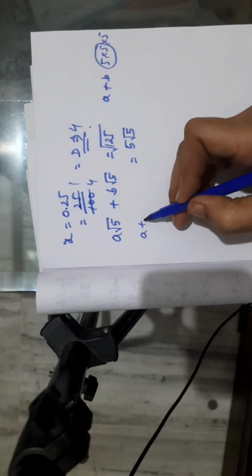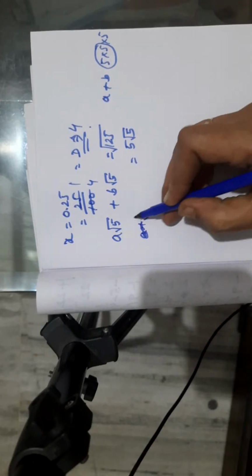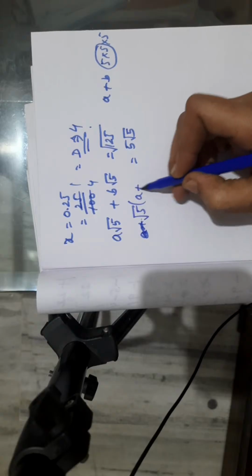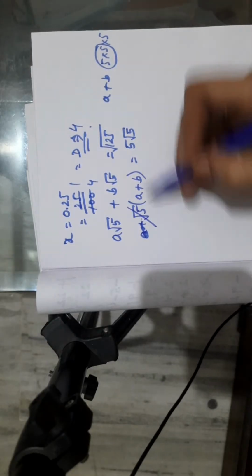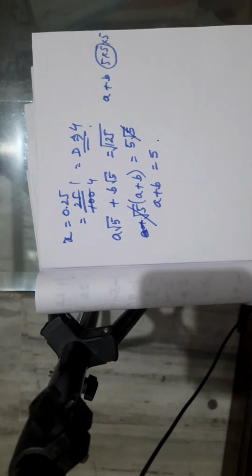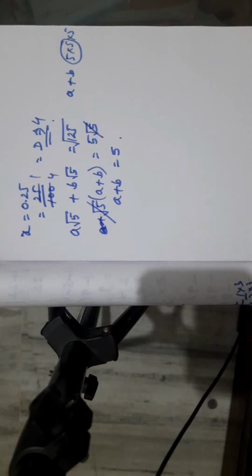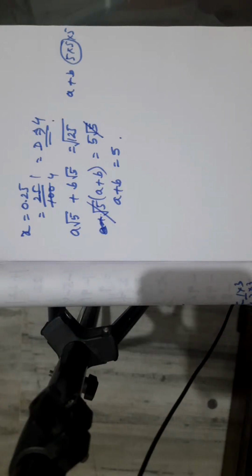Now it is given A plus B. We can take root 5 common. If we take root 5 common, A plus B is left, and root 5 gets cancelled. So A plus B is 5. Very good. Now Ritvik, you asked one more question. Only a few questions are there. I'll complete them and then I'll come to you.